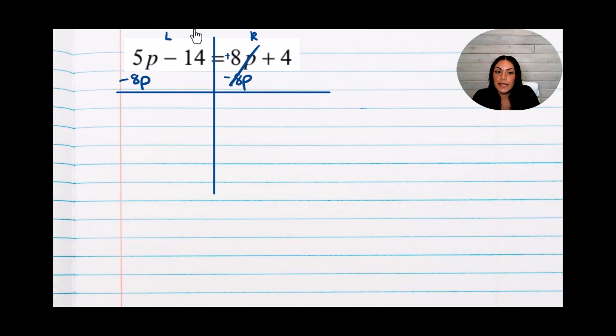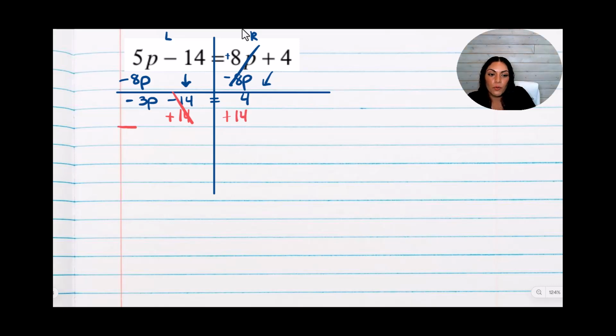5p minus 8p is negative 3p. Then you're going to go ahead and bring down the negative 14. You're going to keep that equal sign on this line. And then you're going to bring in the 4. The next step is to do inverse operation to our constants to move them to the right-hand side. So I'm going to grab this negative 14. The inverse operation is plus 14, so that can cancel out.